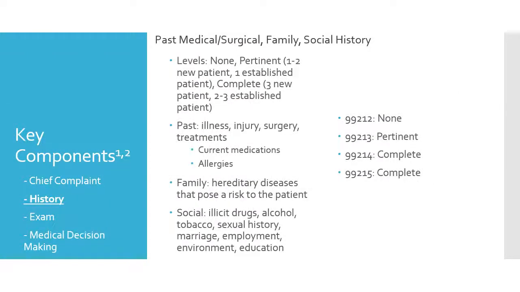The next component to the patient's history is the past medical, surgical, family, social, and potentially personal history of the patient. During a nurse visit for a vaccine, it would not be pertinent to ask about family history, so this would be a 99212 code.